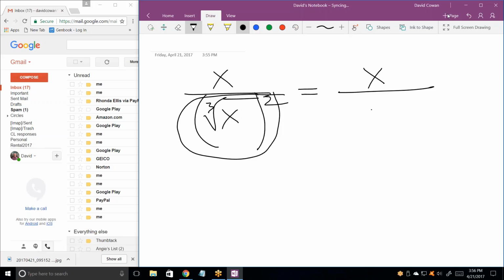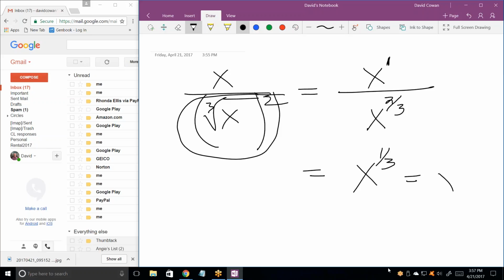x to the 2 over 3 power. Yes, the 2 over 3, exactly. Now we've got the same base, different exponents. Subtract the exponents, what do you get? You get 1/3, x to the 1/3.